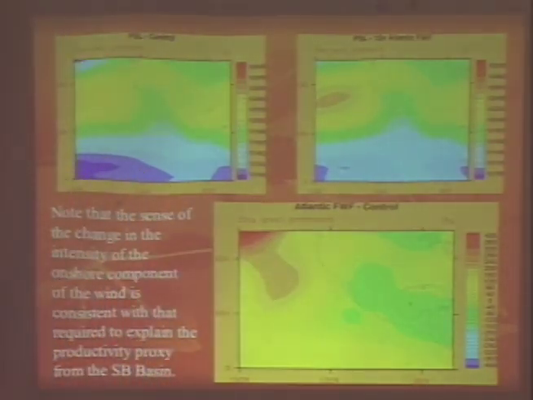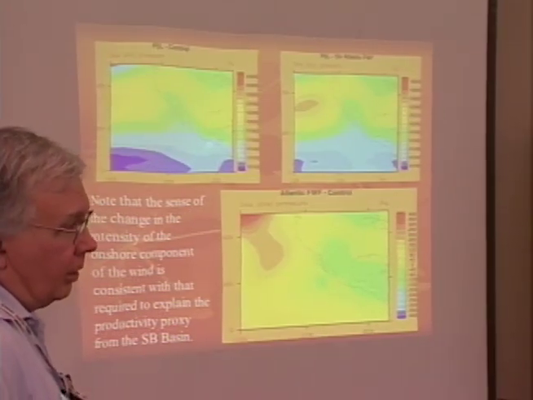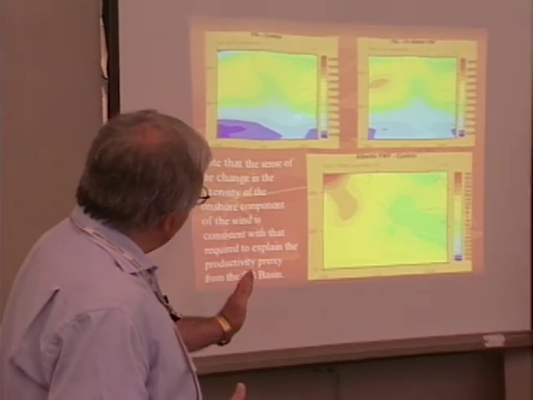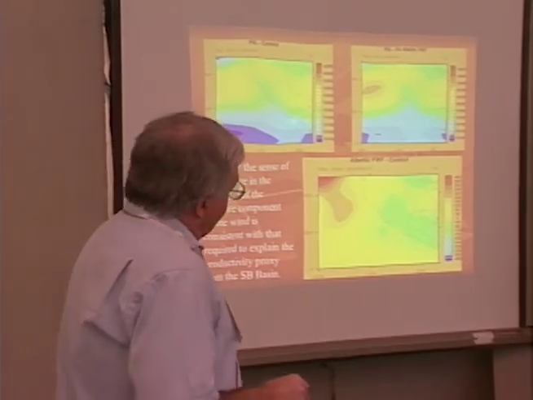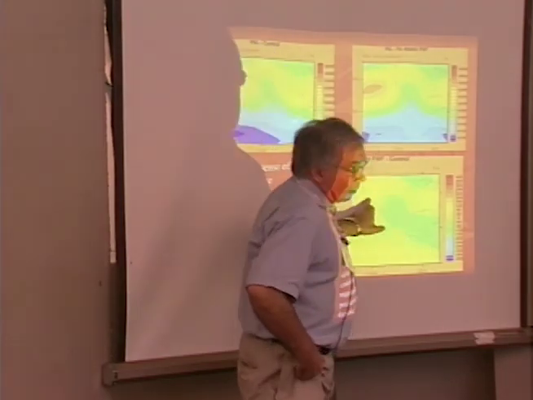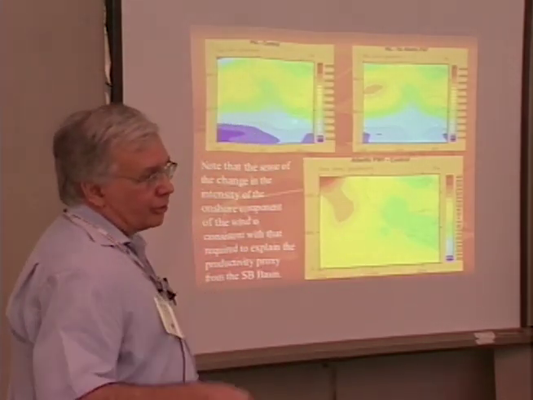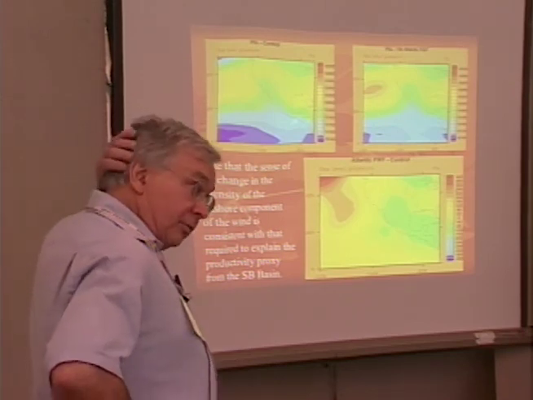The sign of the impact is right to explain the impact on productivity. The timing is right. It's a possibility. I won't argue any more strongly than that. The other possibility is that the impact is actually through an ENSO event that propagates to the north as a coastal Kelvin wave. And these two possibilities we're trying to sort out by analyzing the data from this model.